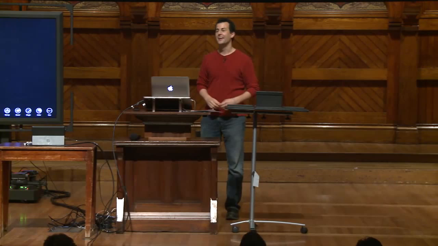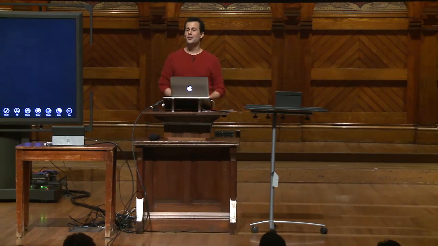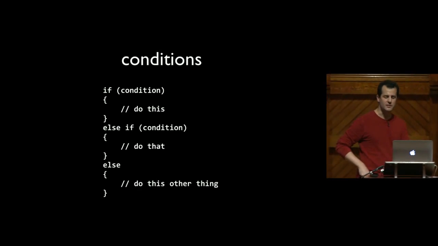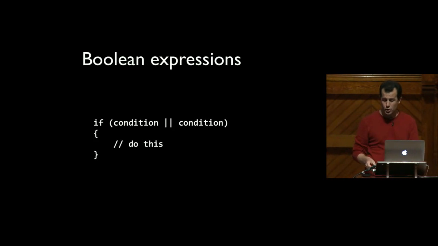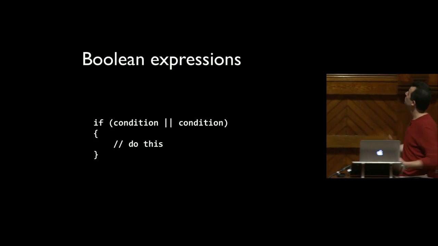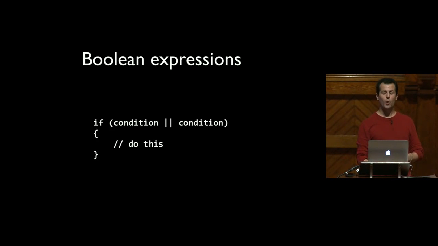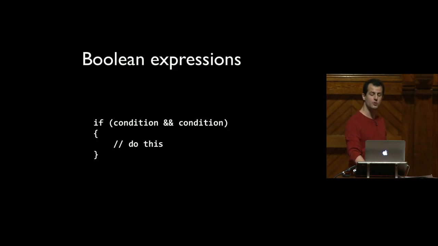OK, so a quick recap then of where we left off. So last week, recall that we introduced conditions, not in Scratch, but in C this time. And there was some new syntax, but really no new ideas per se. We had Boolean expressions that we could or together with 2 vertical bars, or and together with 2 ampersands, saying that both the left and the right must be true for the this to execute.